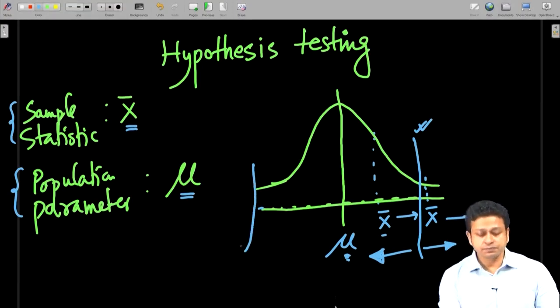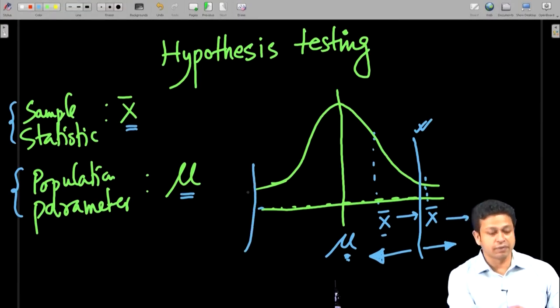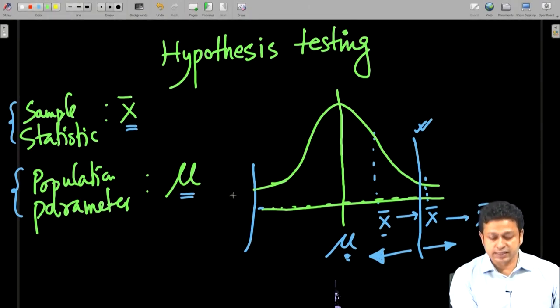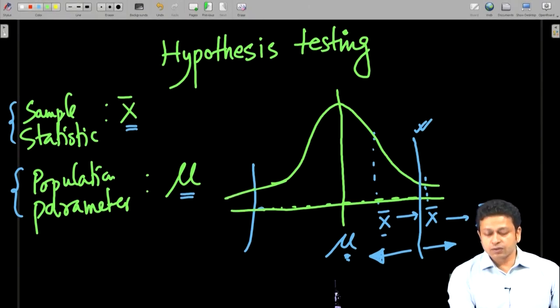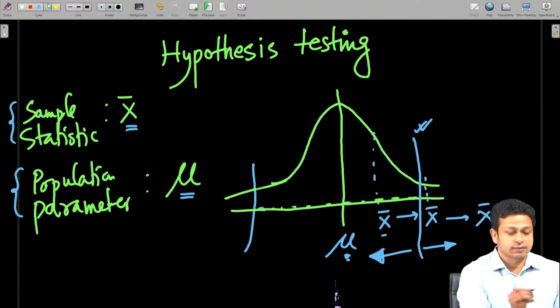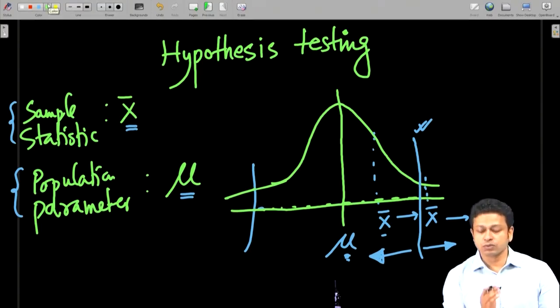So, I will have to, in a similar manner, take a decision. Now, that is one thing. How can I have some idea about the distance I want the x bar to be from mu? The second point is how frequently I want x bar to be close to mu or far away from mu.